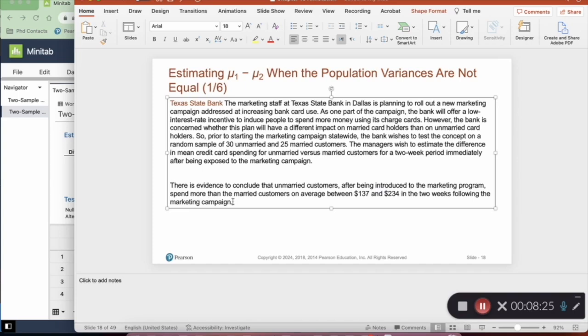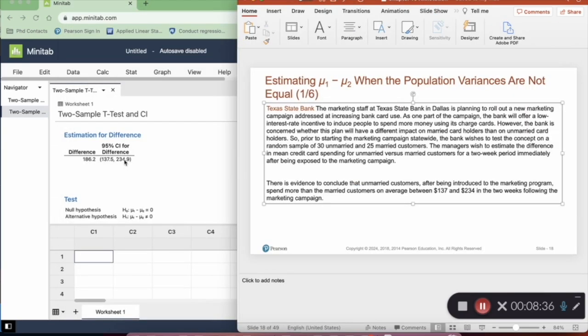There is a difference. The idea is there is a difference between the population means, because the 0 is not within the interval. This is important to understand. The 0 is not within that interval.